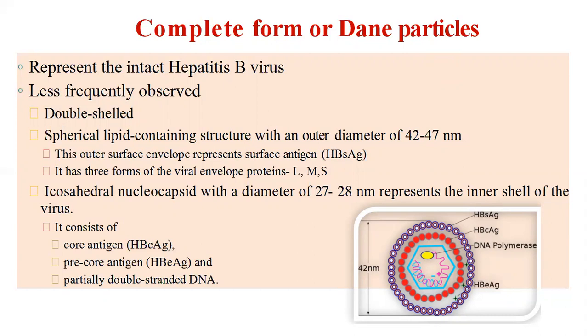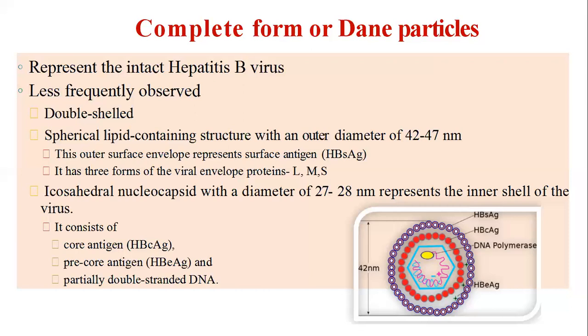The most frequently observed particles are the smaller spherical particles and the tubular particles, and the Dane particle is the less frequently observed particle. As I have already mentioned, it is a double-shelled, spherical, enveloped structure with a diameter ranging from 42 to 47 nanometers. And they have three different antigens. The outer surface, the envelope, contains a particular antigen known as the surface antigen, HBsAg.